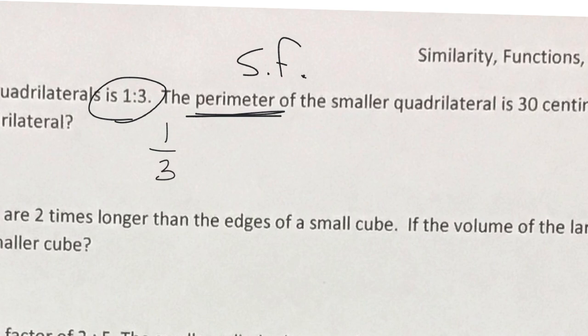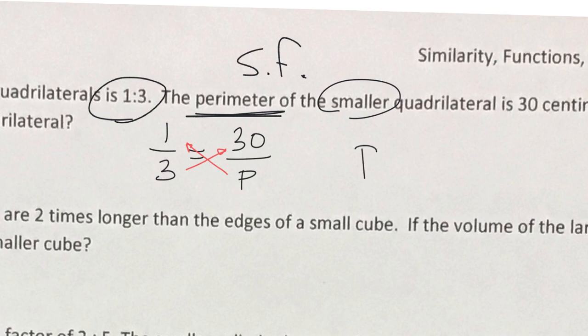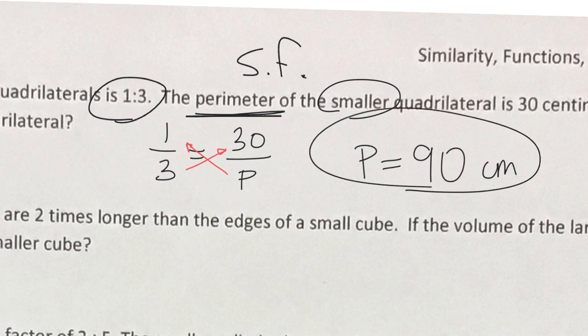So 1/3 is your proportion. That's the ratio that we want for this. And it says the smaller quadrilateral is 30. So that goes on top, and we're looking for the perimeter of the larger quadrilateral. So I have smaller stuff on top and bigger on bottom. 30 belongs to the smaller, and we're looking for the perimeter of the larger. So we solve this by simply cross multiplying. So the perimeter of the larger quadrilateral is 90 centimeters. Pretty easy when we're given the information that we need.